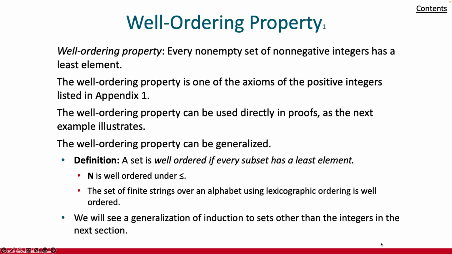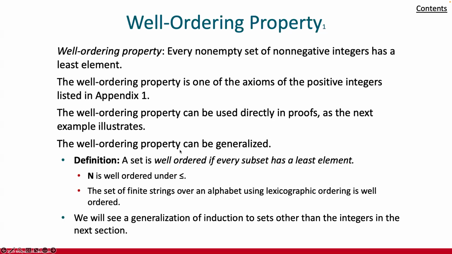Then the third thing that we mentioned, the well-ordering property: every non-empty set of non-negative integers has a least element. The well-ordering property is one of the axioms of the positive integers, and that's included in Appendix 1, so see Rosen for that. The well-ordering property can be used directly in proofs, as the next example illustrates.